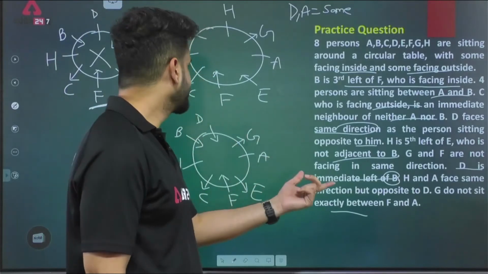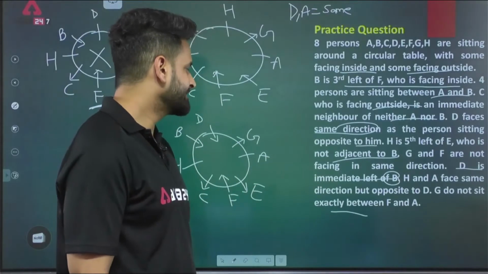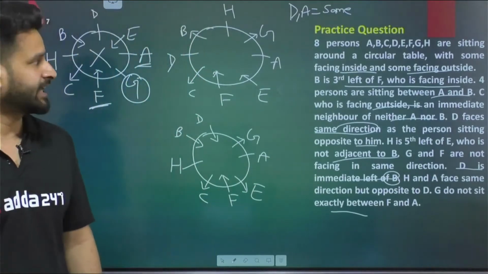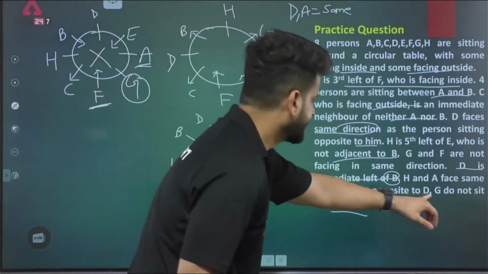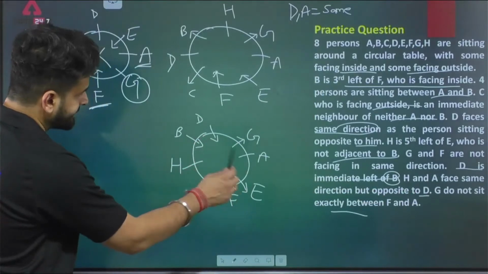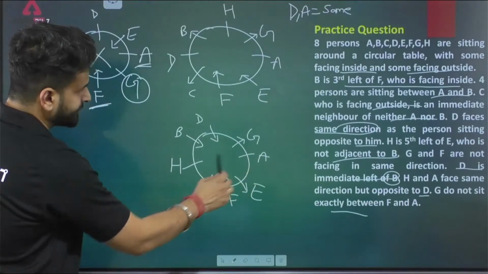D is immediate left of B. This is done. H and A same direction but opposite to D.